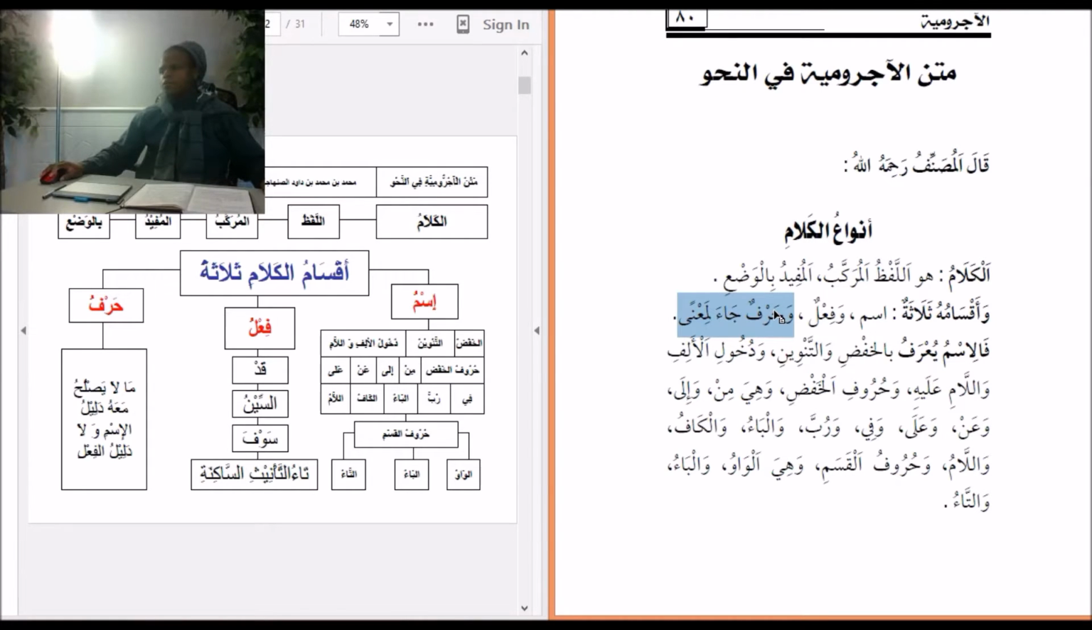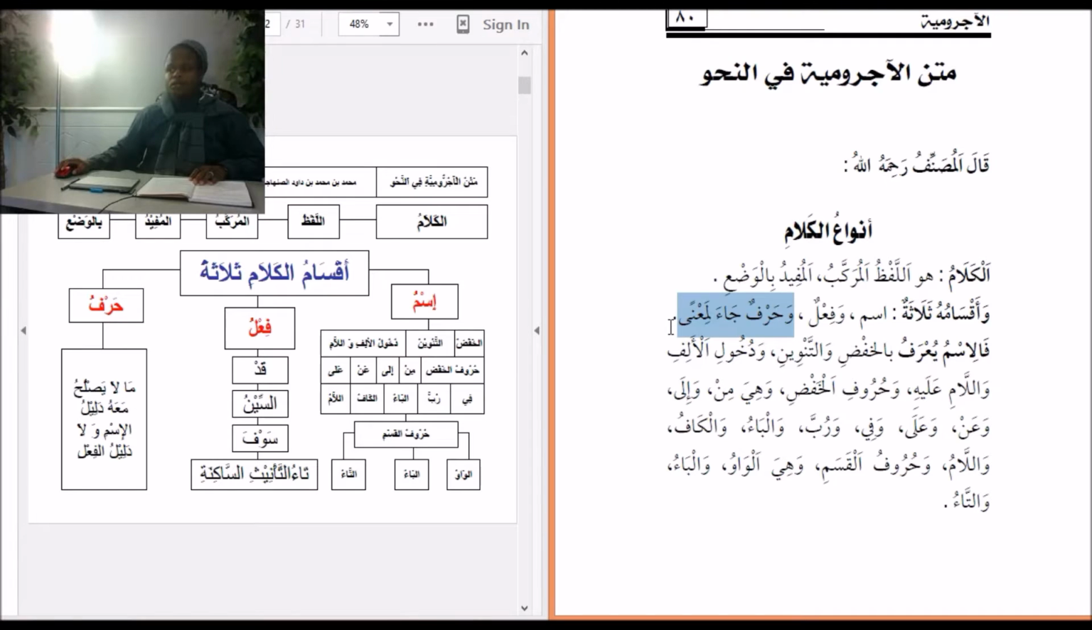Fi'l is a word that has a meaning within itself. It denotes a meaning in itself, in addition to being attached to one of the 3 time frames, التي هي الماضي والحال والمستقبل. Those 3 time frames are past, present, and future. We left off discussing the meaning of ماضي, حال, and مستقبل, and the أفعال, the fi'l that goes with that.